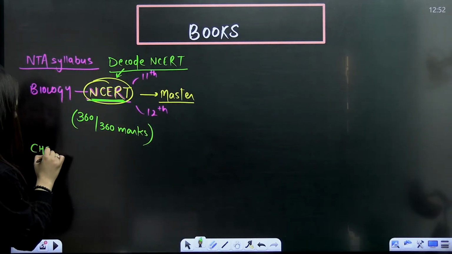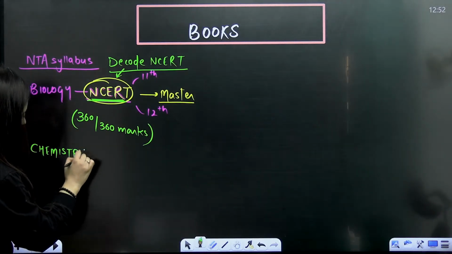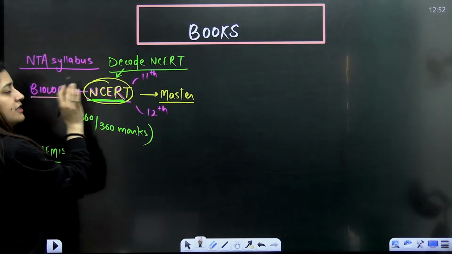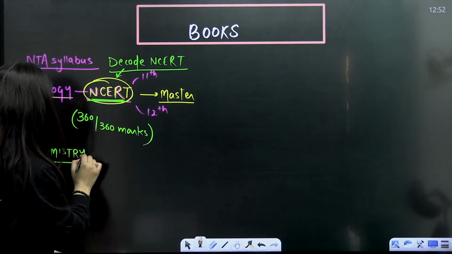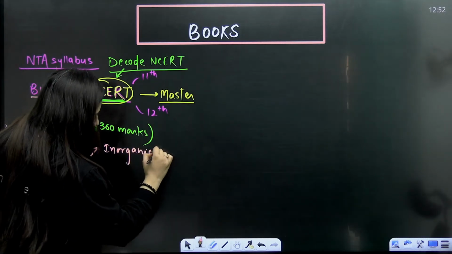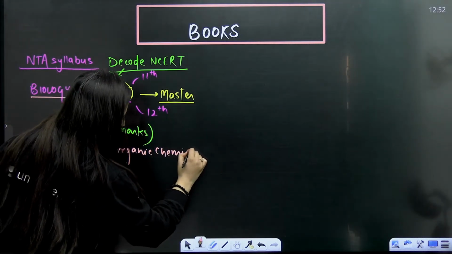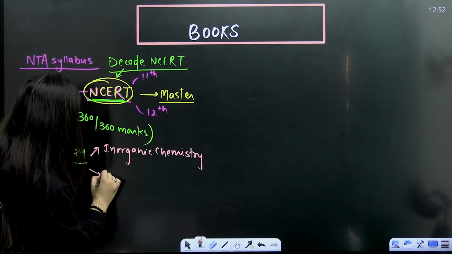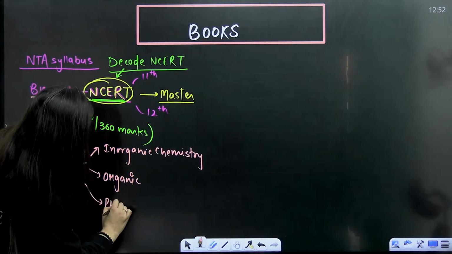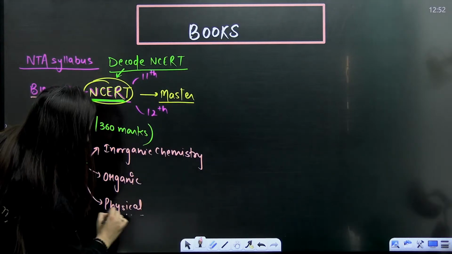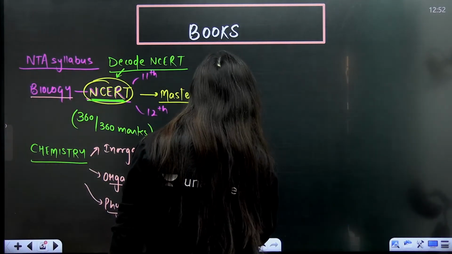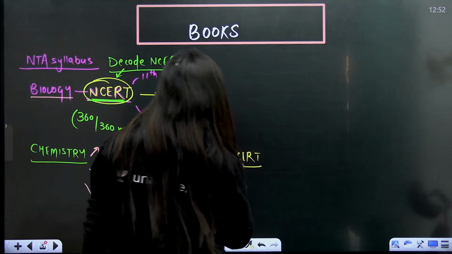Now, when it comes to chemistry, and complete biology will include your botany as well as zoology. In chemistry, you have inorganic chemistry, organic chemistry, and physical chemistry. For inorganic chemistry, without any doubt, NCERT will be more than sufficient.